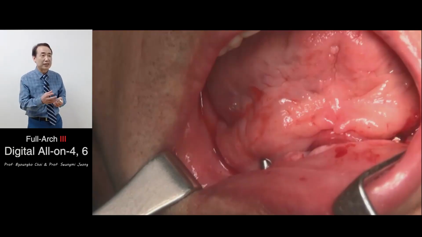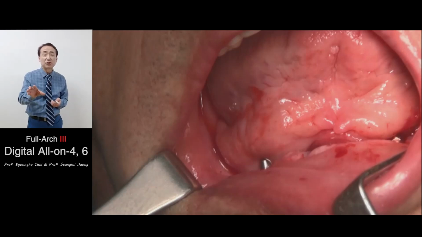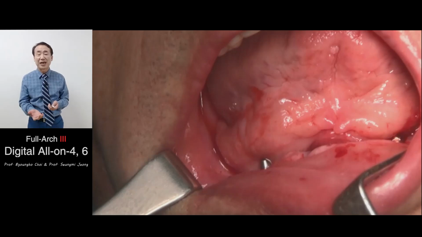You can orient the hex of the abutment using the pins. The pin is aligned with the alveolar ridge. Using the pins, you can orient the hex of the abutment.